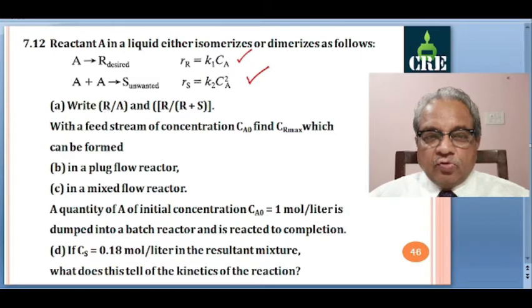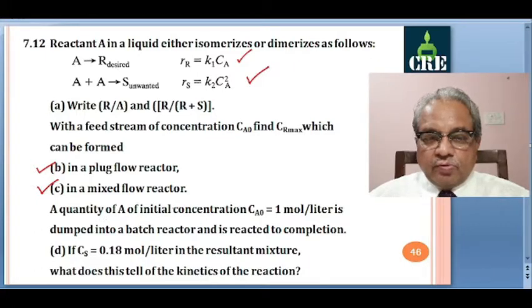First, we have to write R by A and R by R plus S, so instantaneous yields we will write. Then with a feed stream of concentration Ca0, we have to find Cr max, which can be formed by these reactions in plug flow reactor and in mixed flow reactor. This is part B and C. And the last part is on batch reactor.